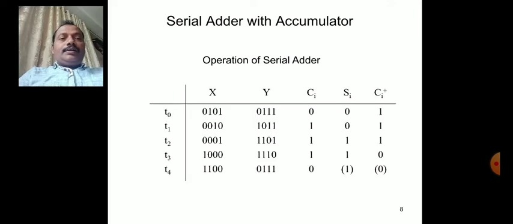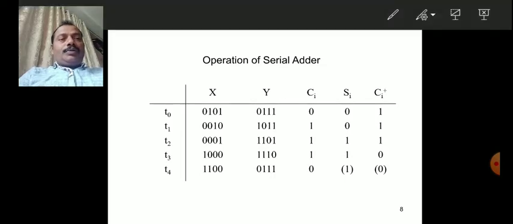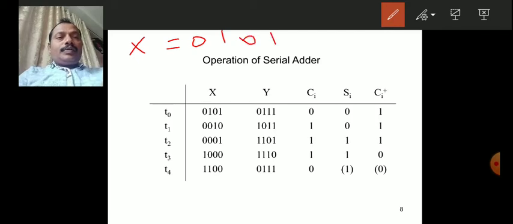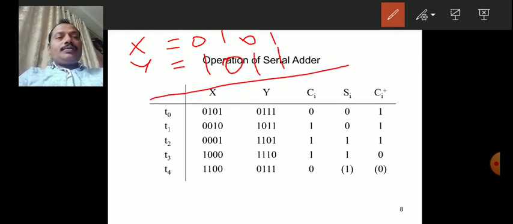Now let us see the operation of the serial adder according to the pulses. Truth table. How does it work? Now let us consider two examples. X equals 0 1 0 1, Y equals 1 0 1 1. So these are the bits. It should add and give us the result like this.